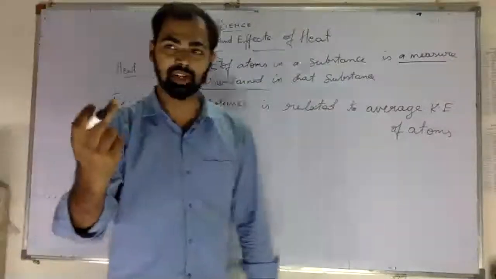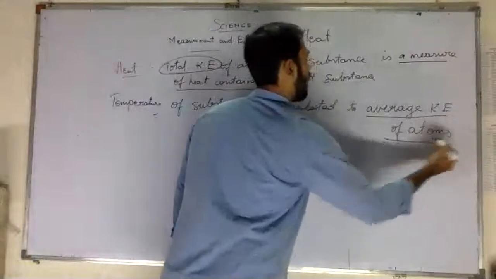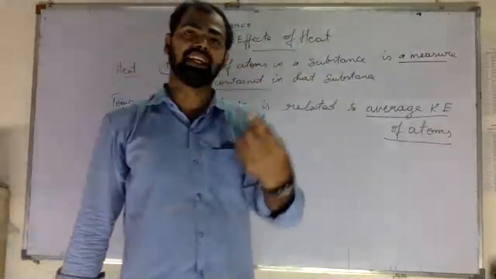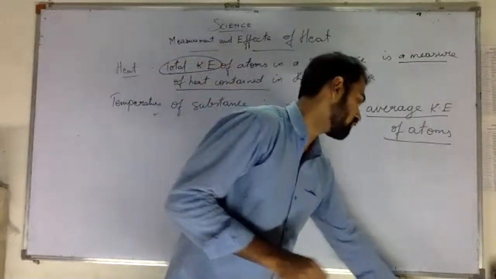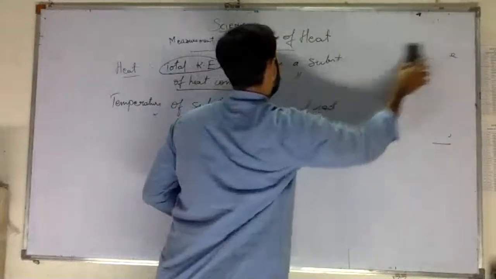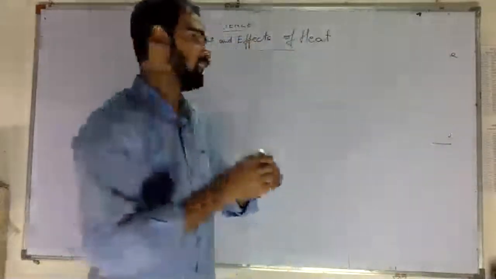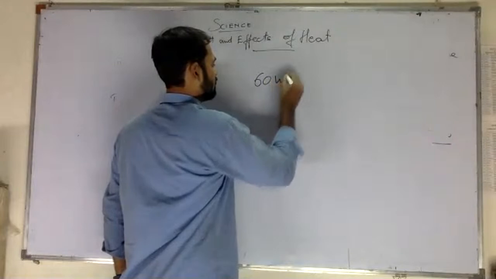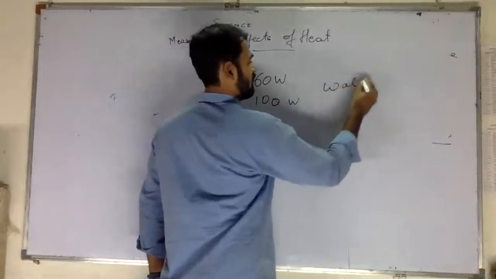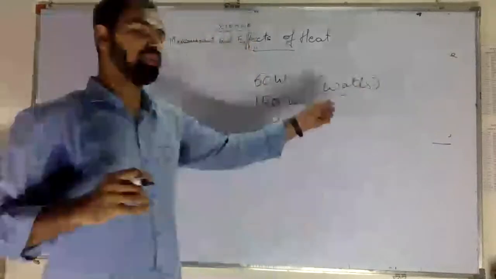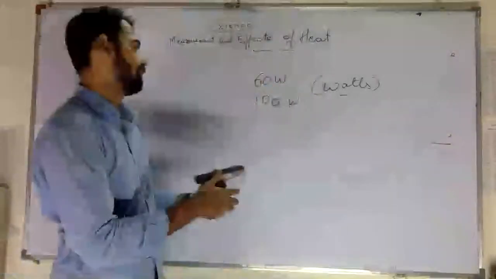Now, what is temperature? The temperature of a substance is related to the average kinetic energy of atoms. If you see an electric bulb, it always has a rating on the top, like 60 watts or 100 watts. What is the unit of energy? Watts. Understand? We cannot measure with these watts with respect to temperature.